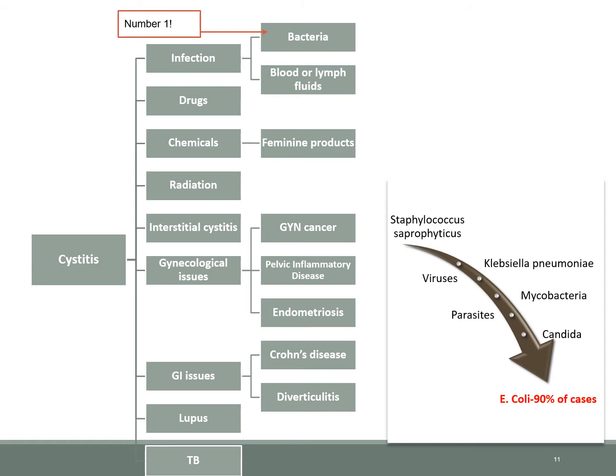Now, looking at the rest of this list, I bet you're wondering, why is drugs, GYN cancer, radiation, and lupus on the list for causing cystitis? Well, remember, cystitis officially just means inflammation of the bladder. Let me talk about a few of these different reasons.